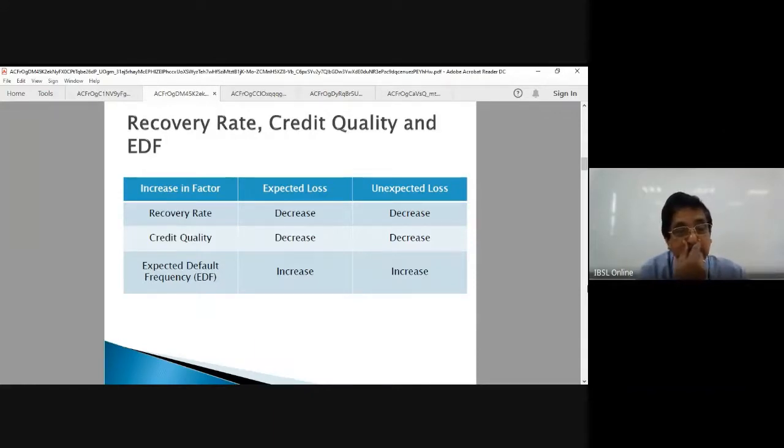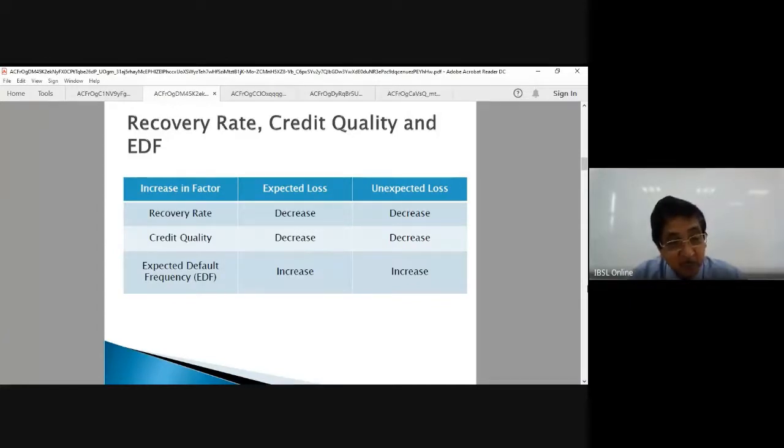So anyway, now you can see the factors. The factors are the recovery rate, credit quality, and the expected default frequency. Now when the recovery rate increases, what will happen to the expected loss? It will decrease. Why? If the recovery rate is higher, you will get a better recovery and your loss will be lower. Therefore, expected loss will decrease with the increase of recovery rate. When you talk in terms of unexpected loss, the same thing happens. Even the unexpected loss will go down with the increase in recovery rate. Increase in recovery rate means decrease in LGD, loss given default. So therefore, the unexpected loss also will decrease.